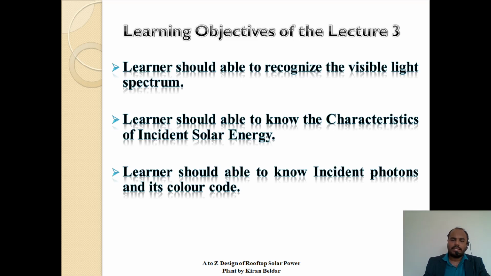Learner should be able to recognize the visible light spectrum. Learner should be able to know the characteristics of incident solar energy. Learner should be able to know the incident photon and its color code.